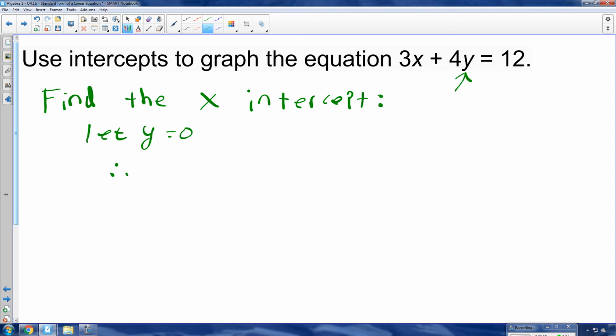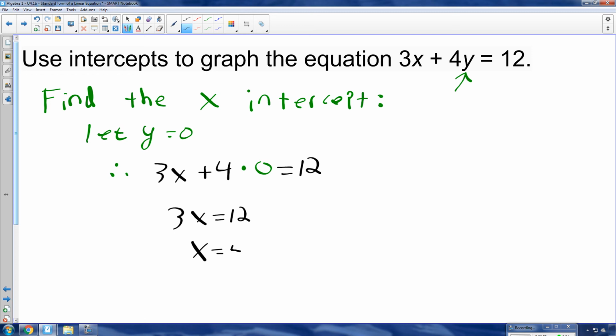we have 3x plus 4 times 0. Did you guys see what I'm saying? You follow me? And now you just need to solve that. Well, what's 4 times 0? 0. It's definitely 0. So we have the following. We have 3x is equal to 12, and x is equal to 4.